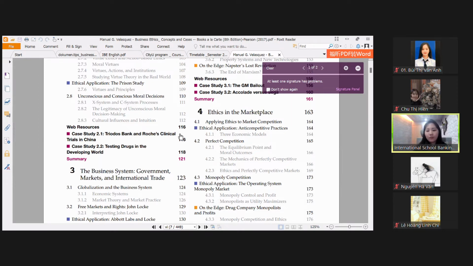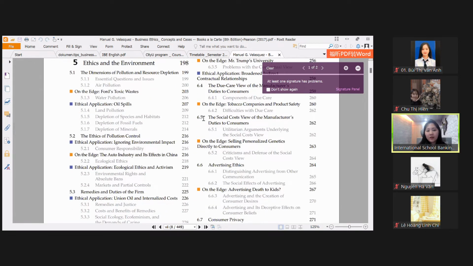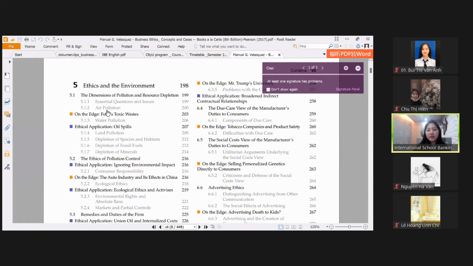For example, in chapter 5, we talk about applying ethics in the environment. Okay. The most important task of a corporation is to make money, to make profit. But sometimes making profit also means that you have to trade off the environment. So what is the ethic with the environment? We are going to analyze the ethics with the environment in that case.